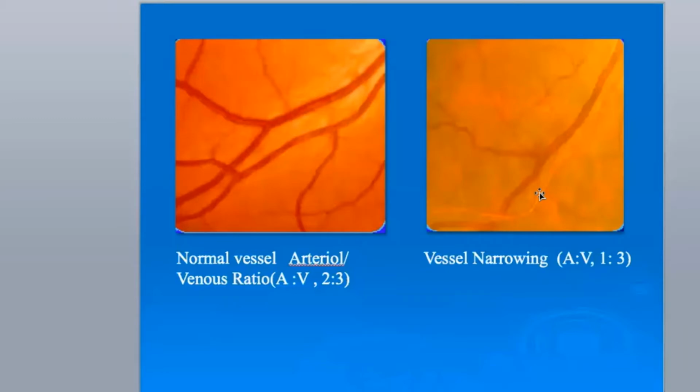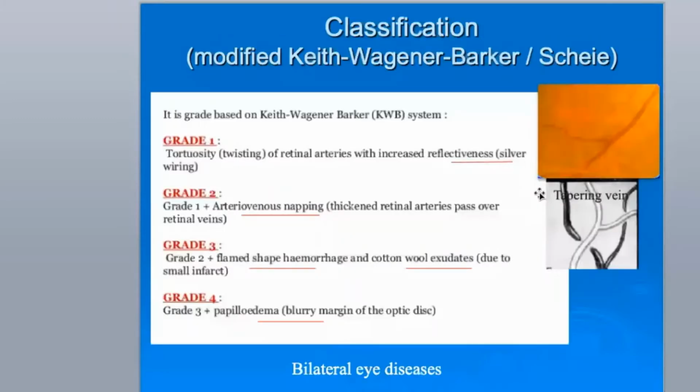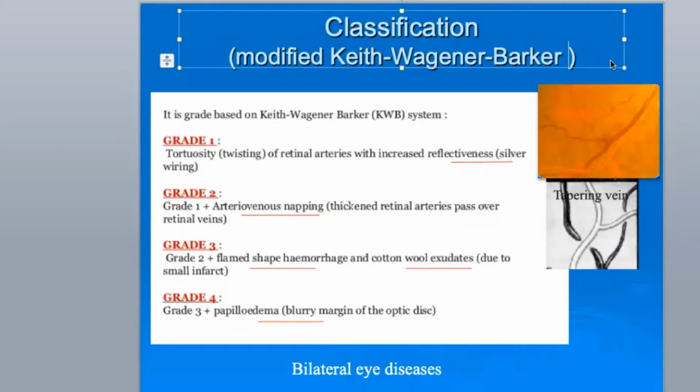Now let's look at the classification. There are a lot of classifications. I use the Keith-Wagener-Barker. This is the most common and the oldest one, but I think for your level, this should be enough. There are a few other newer classifications, but those are a bit more complex. So let's just concentrate on this.